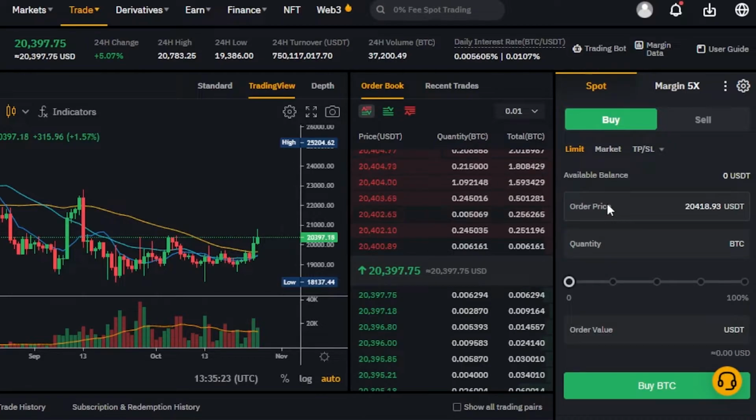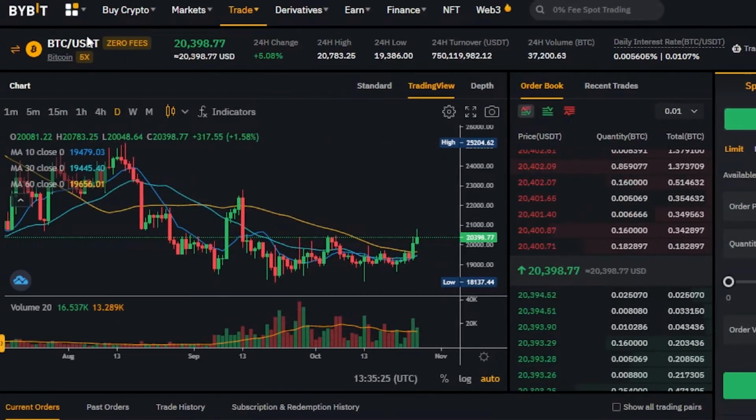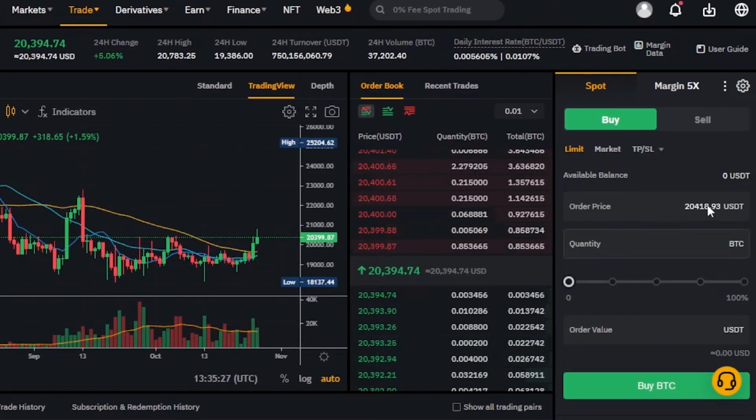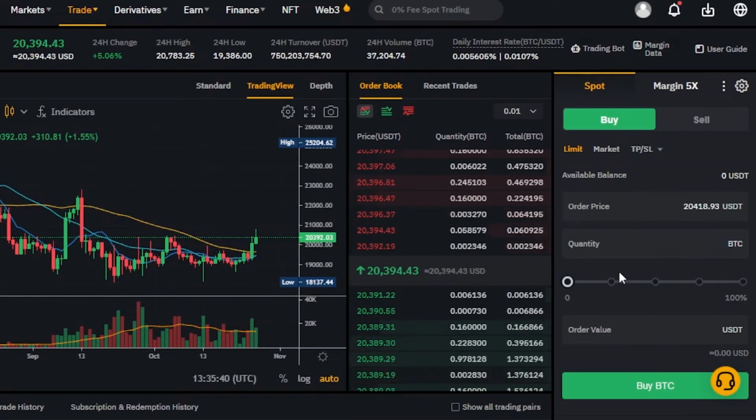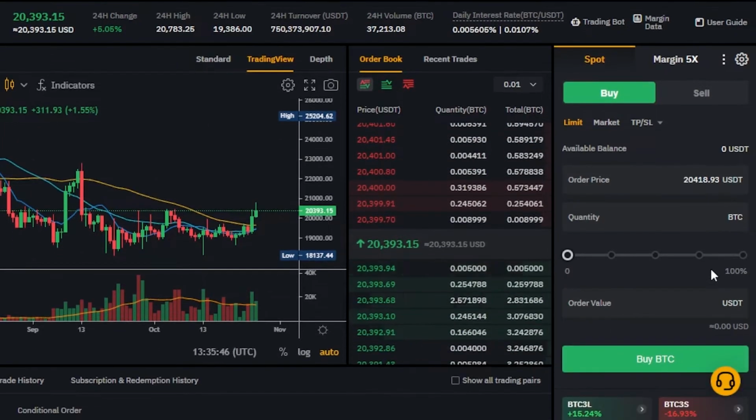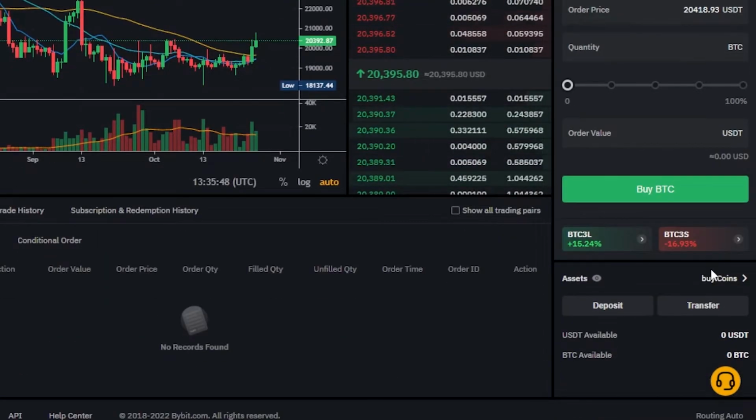Order price. You will enter the price. Because we're going with BTC and USDT, I'm seeing the price in USDT right here and the quantity in BTC. But if you have selected any other coin, for example Ethereum USDT, or Bitcoin and BNB, you will get the idea of what you have to put here. Order price here, quantity, select the percentage, order value, click on buy BTC, and you will be able to buy Bitcoin, trade in Bitcoin really easily.